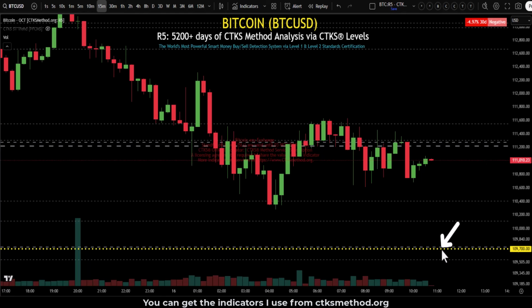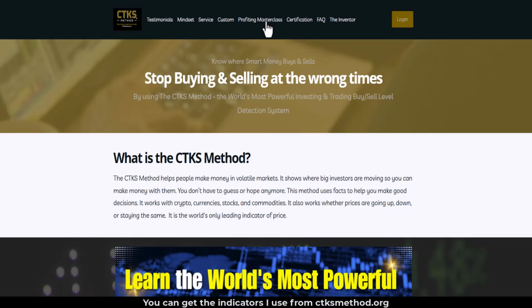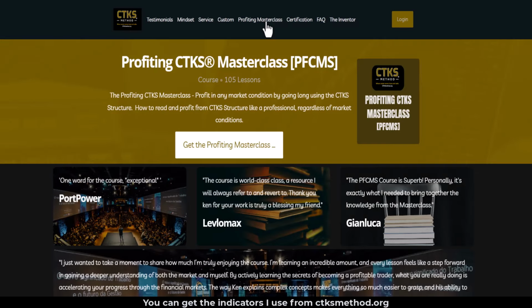The other thing is that a lot of retail will say, 109,700, that's the most important line in crypto. It's absolute trash, but it doesn't stop people from saying such garbage. With the structure, and you can learn to mark it up yourself in the Profiting Masterclass, you will be able to take advantage of it. So many people got hit by the reduction inside the crypto market. So the one thing that I want to do is my part to help people out.